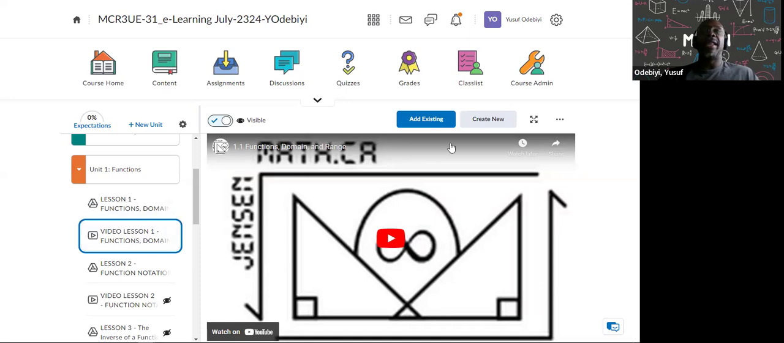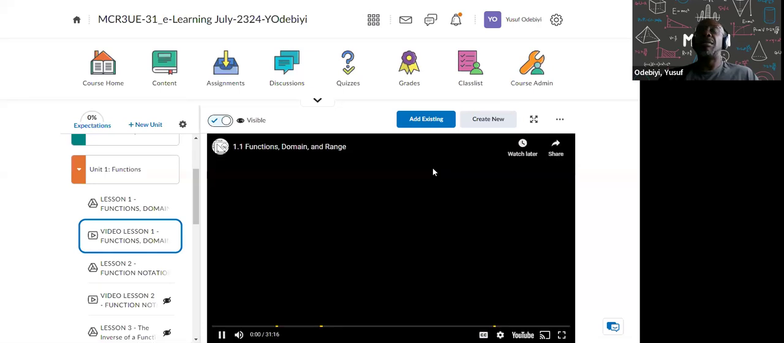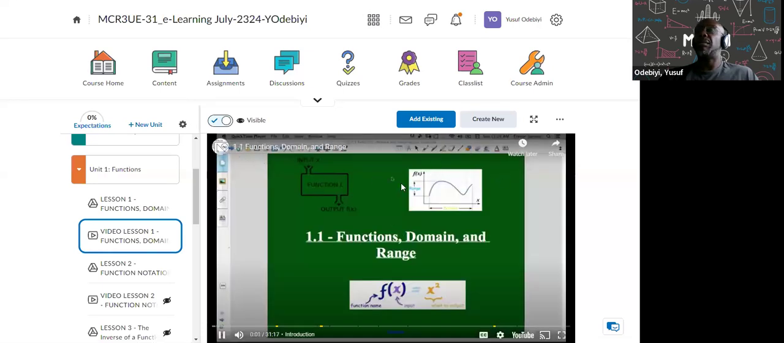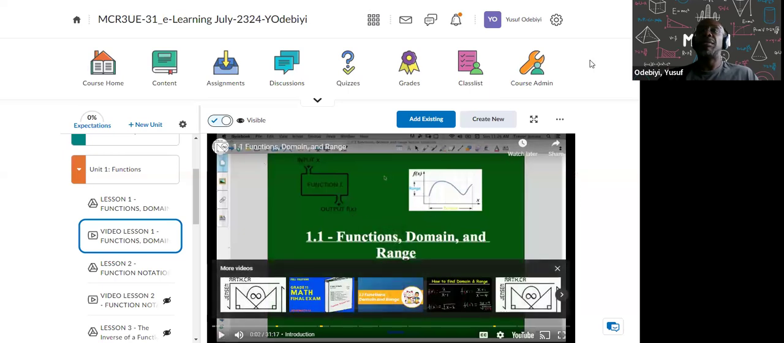So let's get started. We're going to start with functions, domains, and so. Here's the first lesson. Okay. Let me maximize the screen so we can see it better.